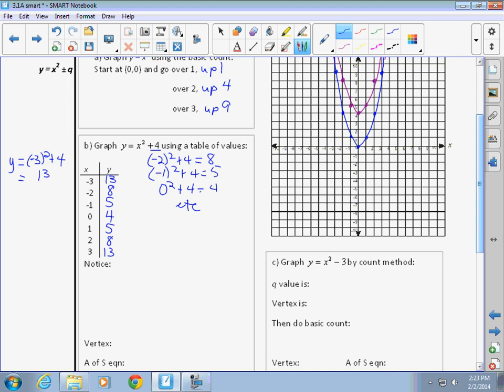Okay, I'm going to have to repeat what I just said in the last few seconds because I forgot to turn my microphone back on. So that 4 that we put into this equation, as compared to y is equal to x squared, has moved our vertex 4 places up. So what did we notice? It's the same parabola.